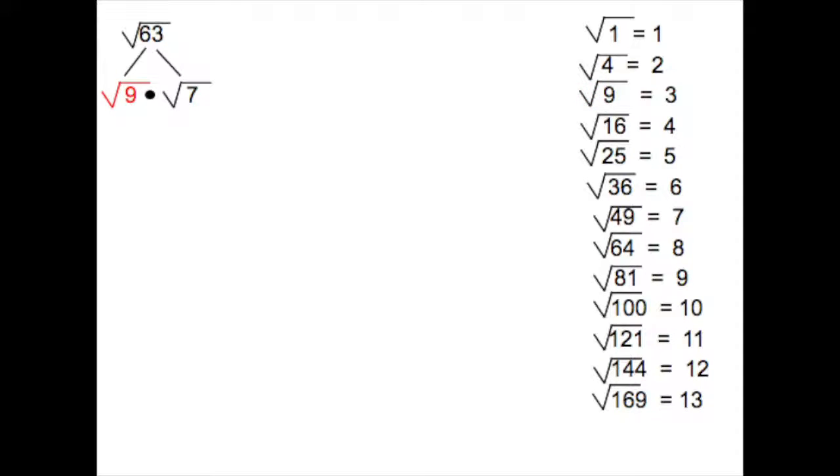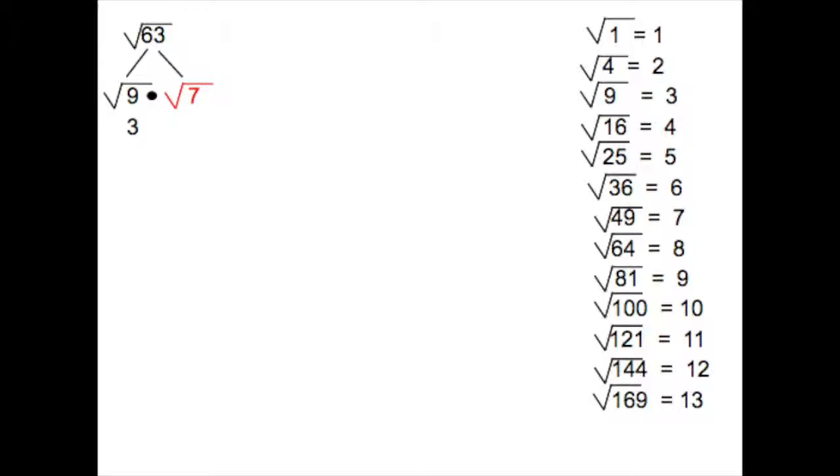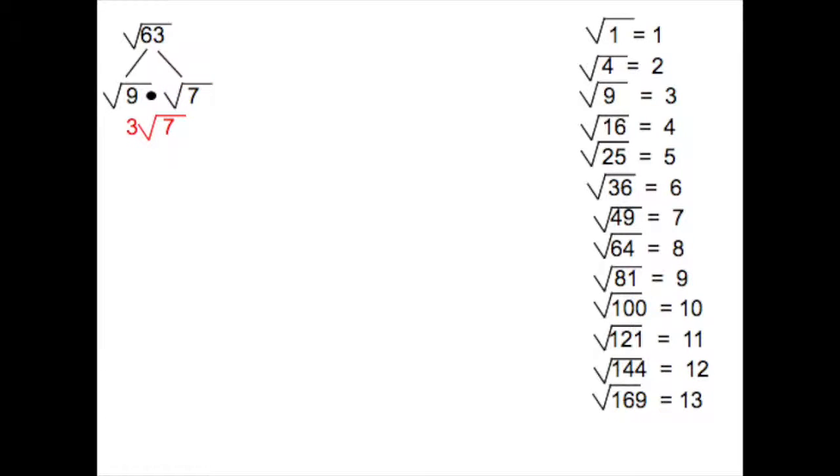We can simplify the square root of 9 to 3 multiplied by the square root of 7, which is simplified because it contains no perfect square factors. So the square root of 7 remains the square root of 7. So the square root of 63 simplifies to 3 times the square root of 7.